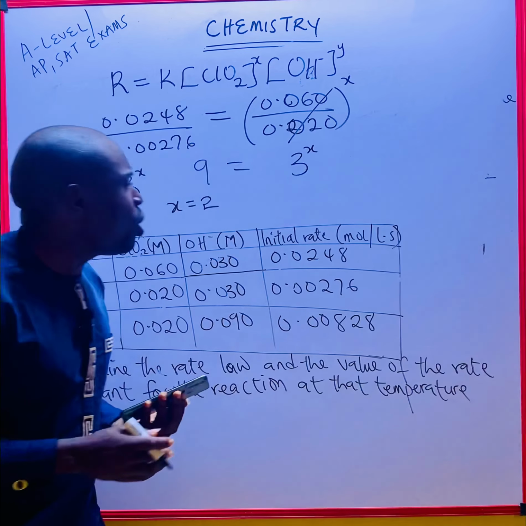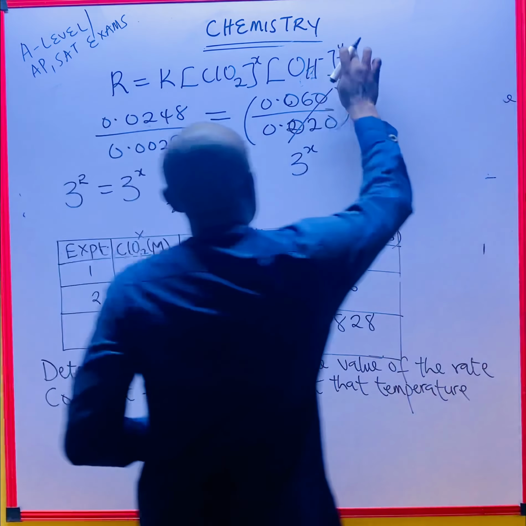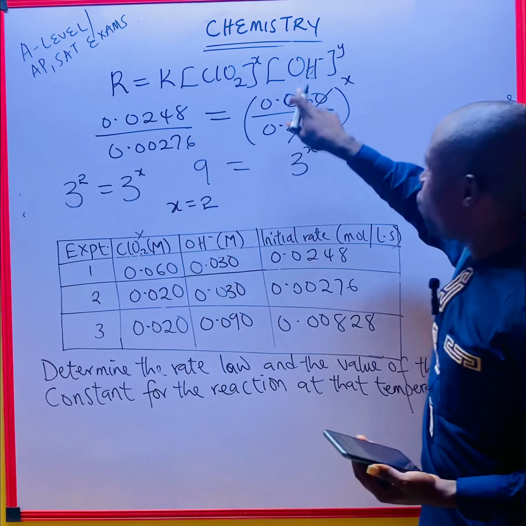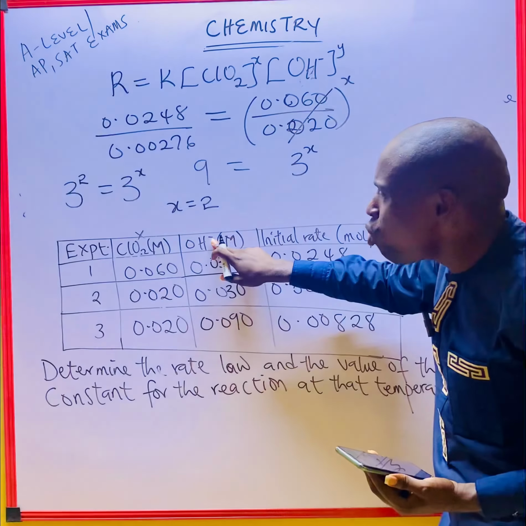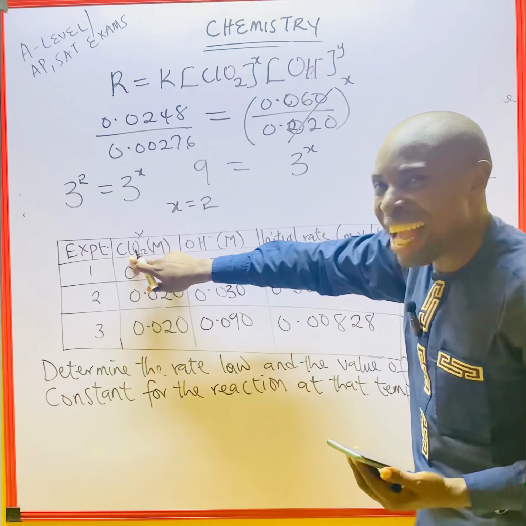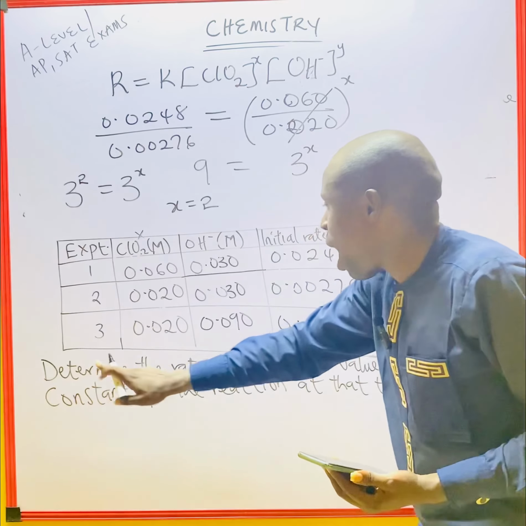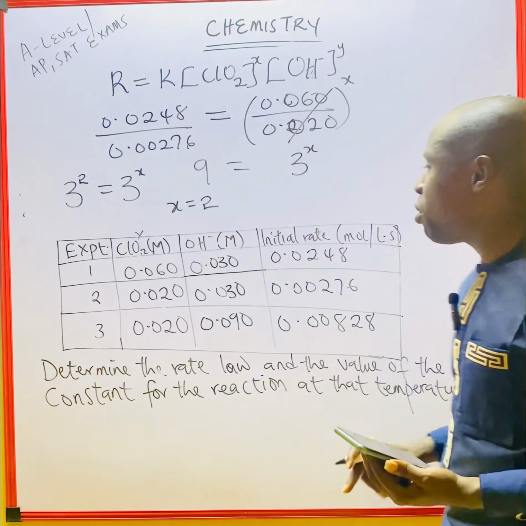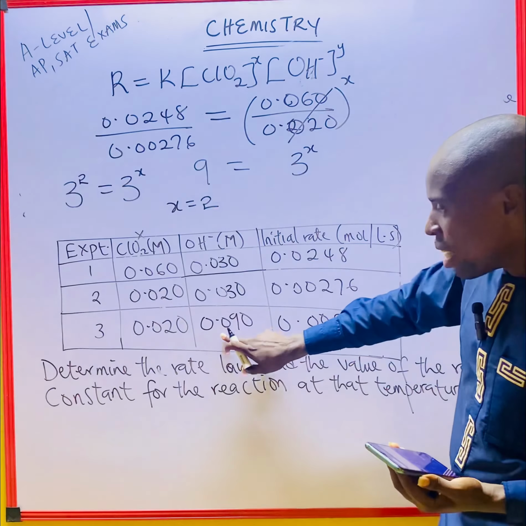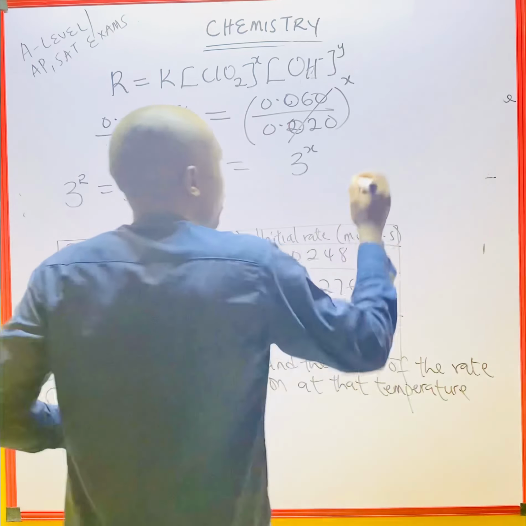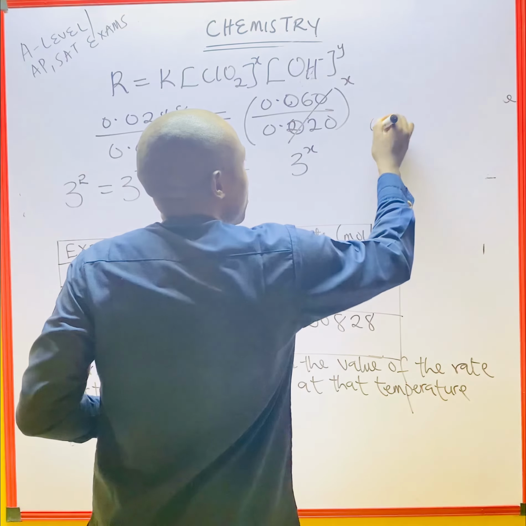Now, to get the order of the second one, which is for y, which is for this hydrogen ion, you will check two experiments in this other one that are equal. If you check it, it is experiment 2 and 3. So what do I do here? Remember, the larger value, we have to divide by the smaller one.